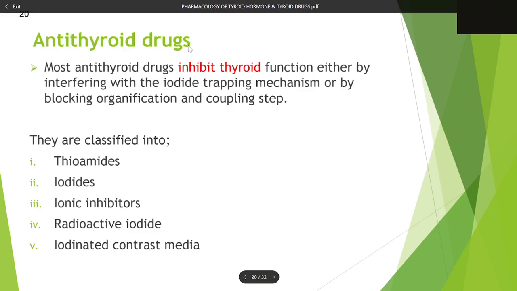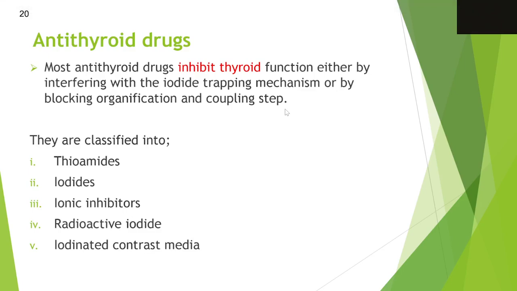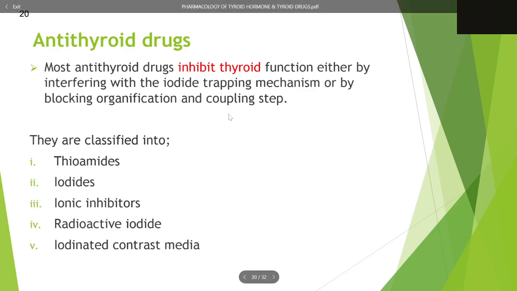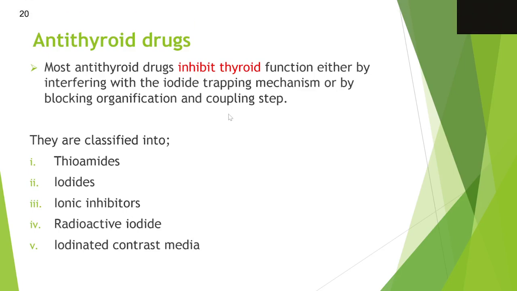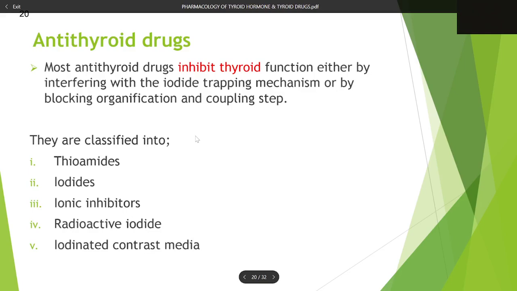Now, antithyroid drugs. Most antithyroid drugs inhibit thyroid function either by interfering with the iodide trapping mechanism or by blocking organification and coupling steps. Remember the steps we outlined at the beginning of the course for the biosynthesis of thyroid hormone. So the antithyroid drugs are designed to interfere at any of those steps. Depending on the mechanism of action of the drug, it could interfere with the iodide trapping mechanism or block organification as well as the coupling step, right?